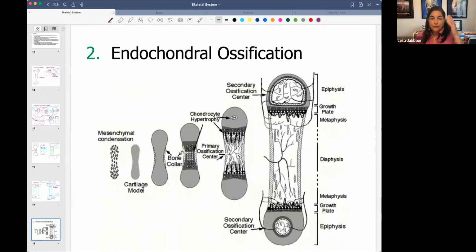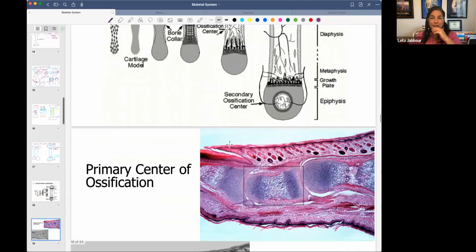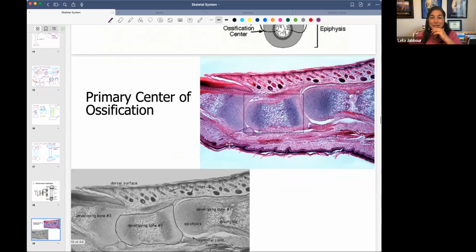So this is one of the diagrams you find in textbooks with the bony collar, primary center of ossification, and you're jumping from here to here. Now we're even seeing secondary centers of ossification in the epiphysis and the growth plate between the edges. All right, and this is so awesome.